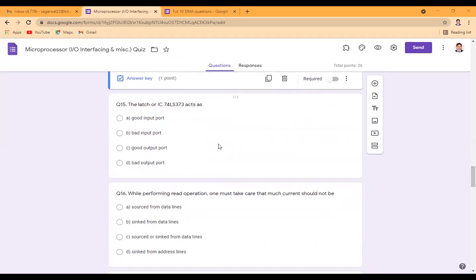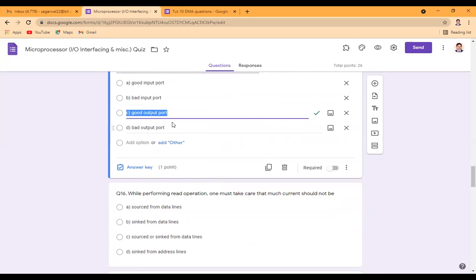Next question is the latch with the IC 74LS373. Whenever we talk about the latch, it is used with the output. So it cannot be related with the input. It will be related to the output. And for output, we always use a latch. So it is a good output port. So C is the correct answer.